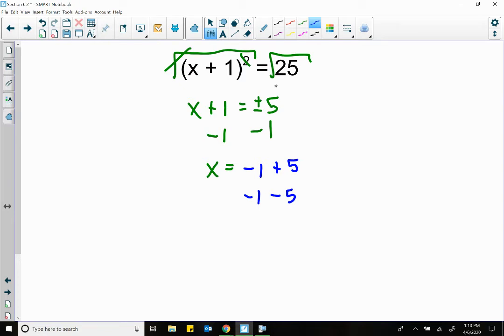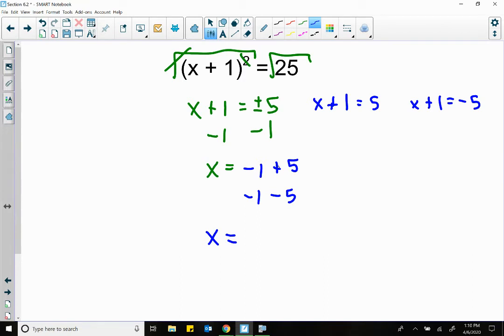Okay, there are two versions of this number. It's like we have two separate equations. One of them was x plus 1 equal to 5. The other one was x plus 1 equal to negative 5. So we actually have two separate answers here. So in the end, you do need to figure out these two answers separately.